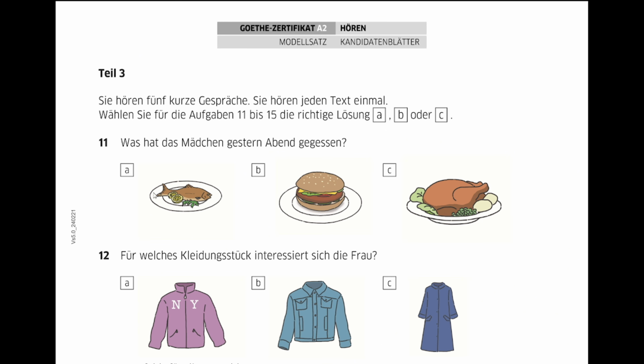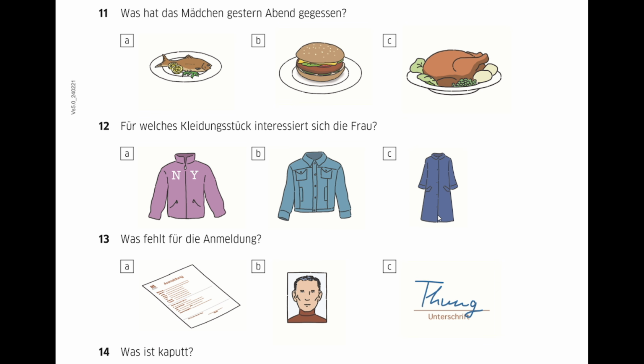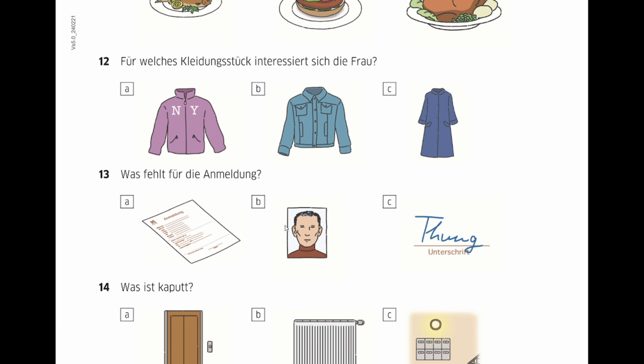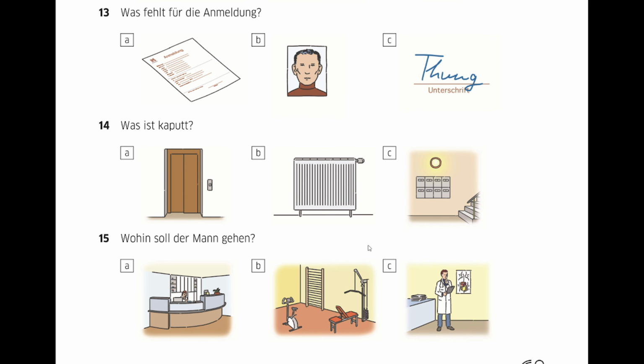And then they have these 3 images. There is fish, there is a burger, and there is some chicken. And depending on what is said in the recording, you have to select the image A, B, or C. And this is the same for the other questions as well. So over here you have some different types of clothes. And the same is for question number 13, 14, and question number 15 as well. So this is part number 3 of Hören.